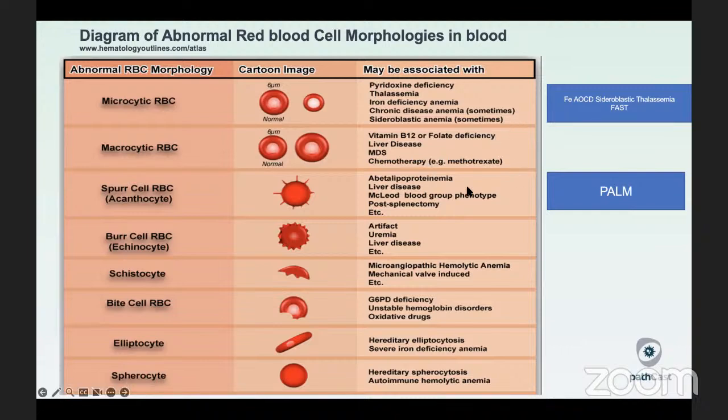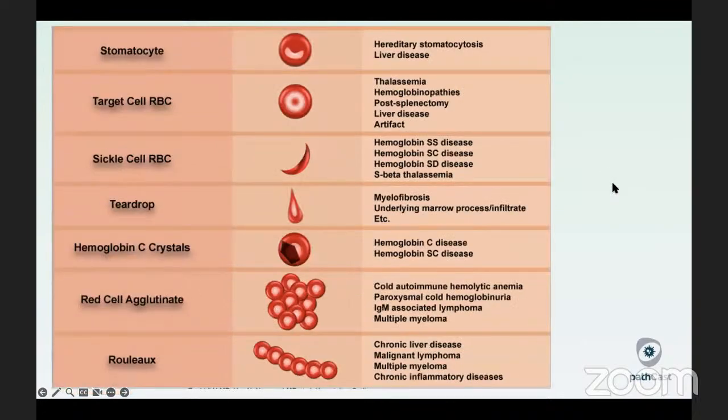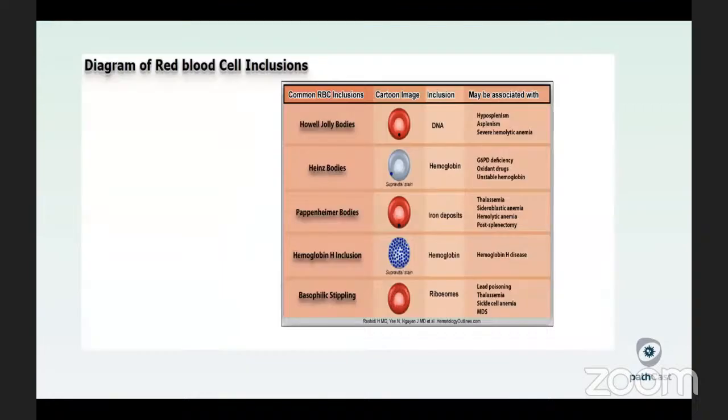You can use some mnemonics like this one: spherocytes, post-splenectomy, abetalipoproteinemia, liver disease, and myeloid. So I love to use some mnemonics just to memorize these important morphologic features. Again, the same Hematology Outline Atlas I mentioned earlier. It does have the different inclusion bodies you can see in erythrocytes. You need to know the component of each one of these inclusion bodies, like Howell-Jolly bodies are formed of DNA, Heinz bodies are hemoglobin. So you need to be familiar with the composition of each one of these inclusions and the conditions associated with it.